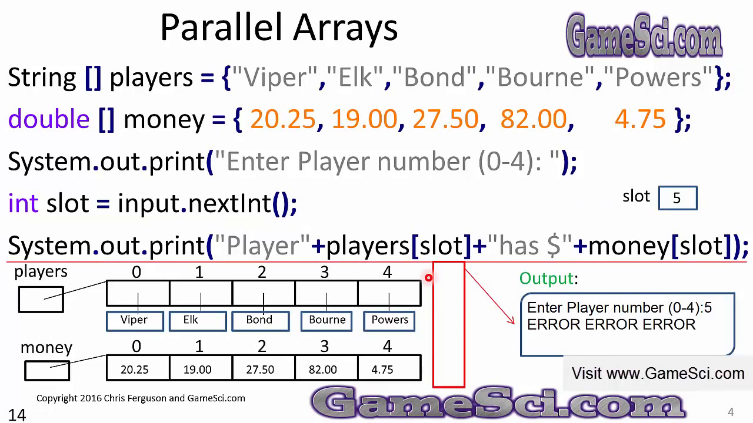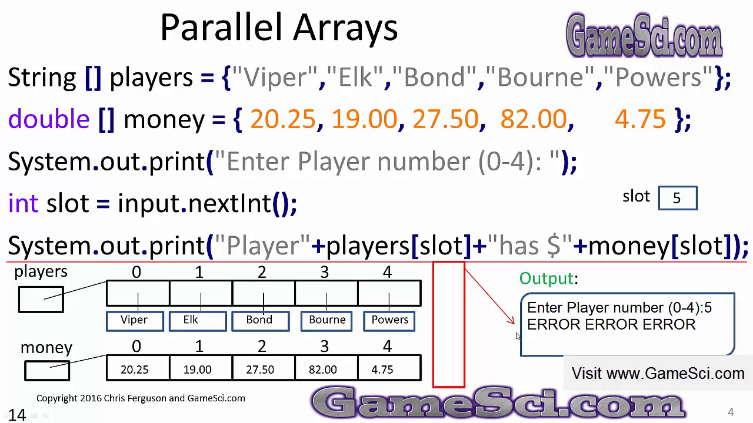I drew a box of where it's trying to access position 5 of the array, but there is no position 5. So I wrote out the words error, error, error. You're likely to get a much more nasty error message, something like array index out of bounds, that tells you there is no position 5 in player slot. It just doesn't exist. If you have a 5-element array, there's only positions 0 through 4.